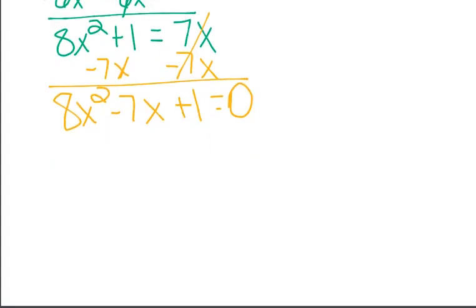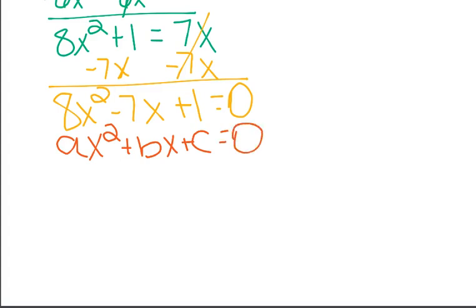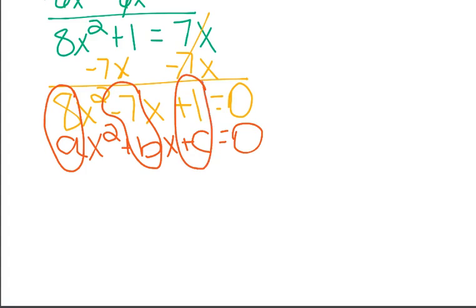So it must be in this format, with your a, your x squared term first, and then your bx plus c. This helps us identify our a, b, and c so that we plug the right numbers into the quadratic formula. So my a is going to be 8, not including the x squared, only the number in front of the x squared. My b is going to be negative 7, and my c is going to be 1. So those are the numbers I'm going to plug into the quadratic formula.